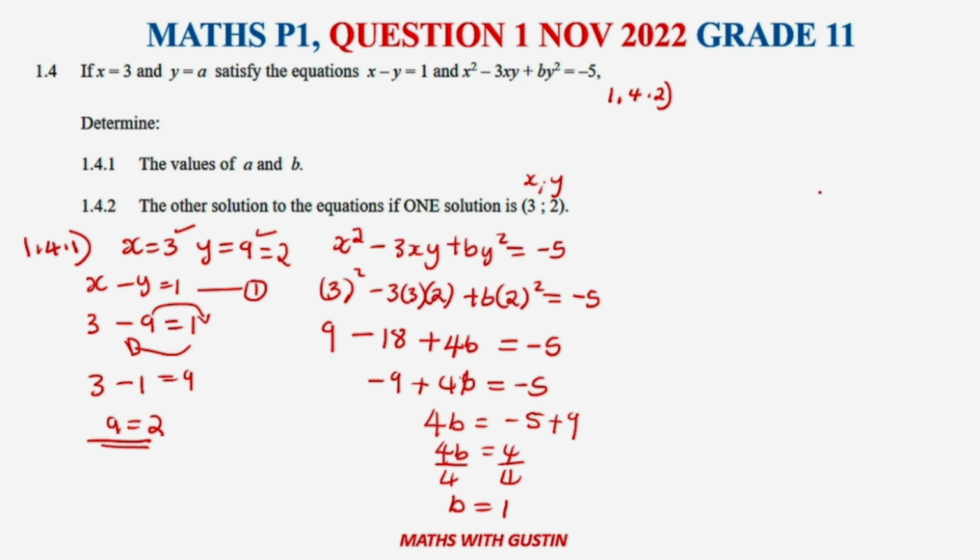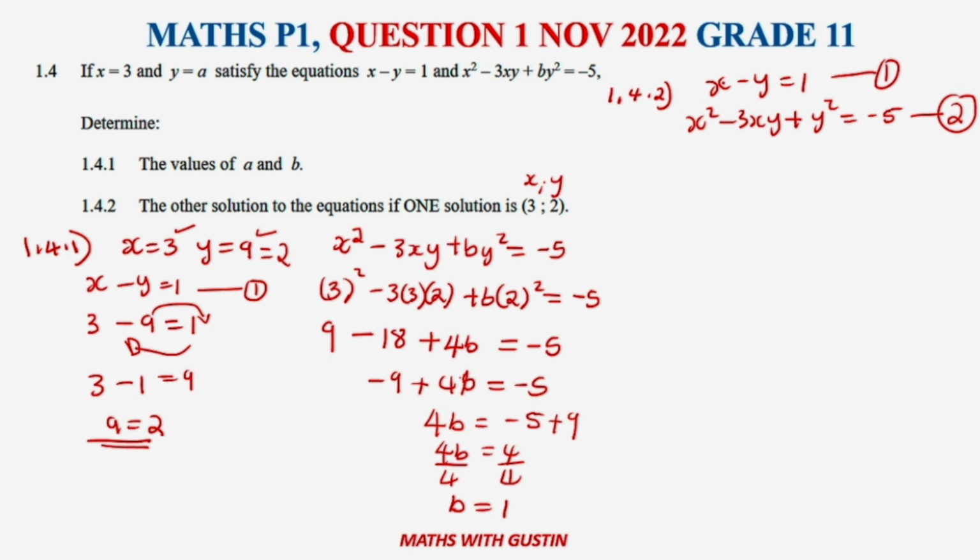Okay, it means now we need to come to our equation. We know what b is, so equation number 1 is given by y equals x minus 1. This is our equation number 1, and then x squared minus 3xy plus y squared equals minus 5. This is equation number 2.